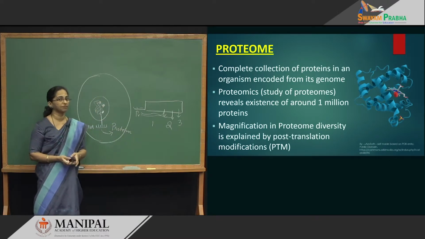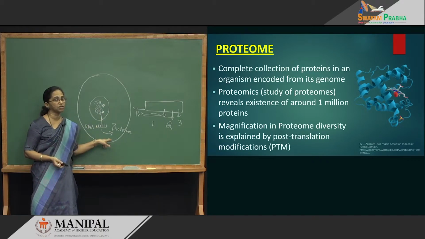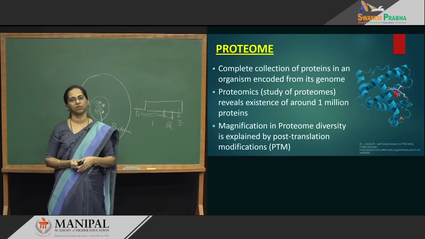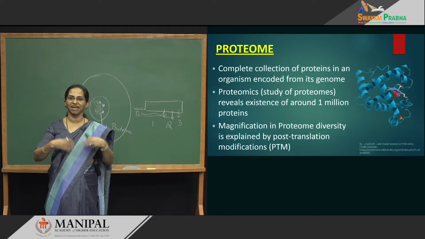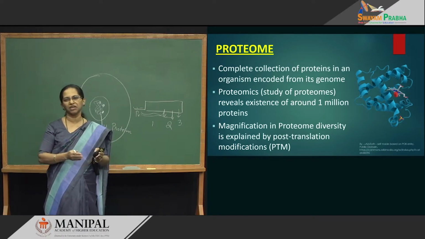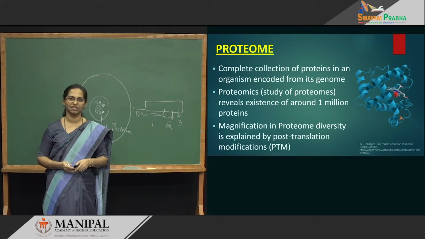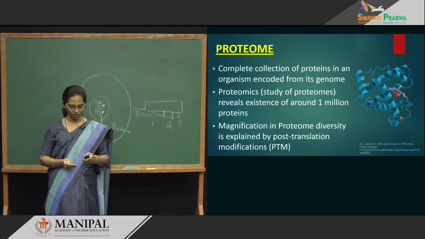And how did we magnify the proteome? How much do we have? It's just 20,000 genes, but ultimately how many proteins do we have in our body? We have about 1 million proteins. So we have magnified the number. And how did we magnify this number? With just 20,000 genes you made 1 million proteins. That is what we have to understand today, and that is post-translational modification of proteins.